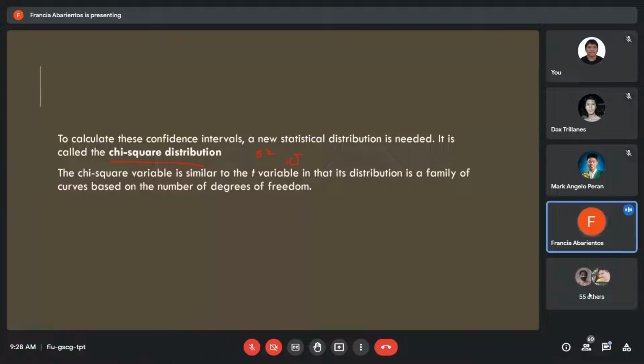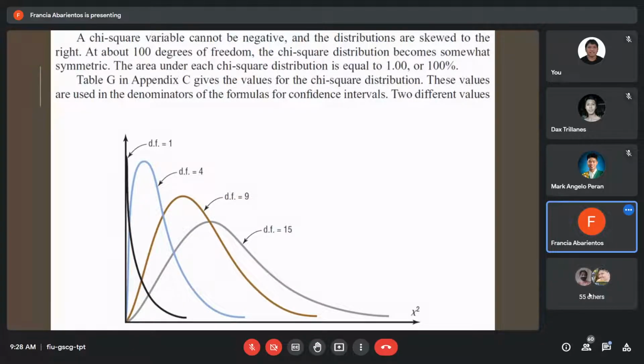Variance and standard deviation. Anong pinagkaiba ni chi-square sa z-test and the t-distribution? Yan. Pares lang daw, variable family of curves based on the number of degrees of freedom. Anong pinagkaiba ng degrees of freedom nila? Ayan. Ayan na class yung magiging, so, this is now your degree of freedom class.